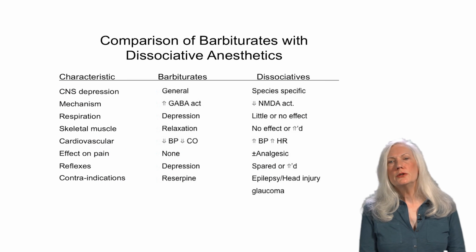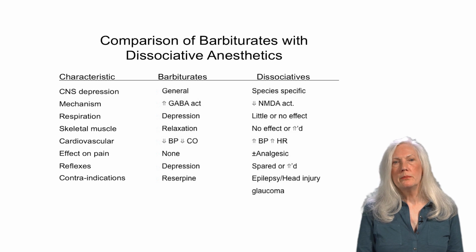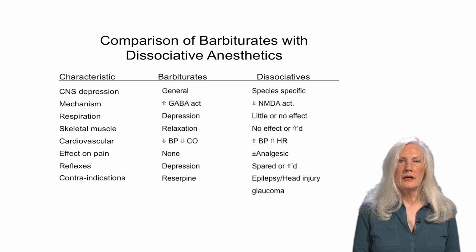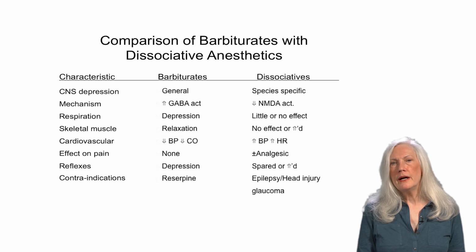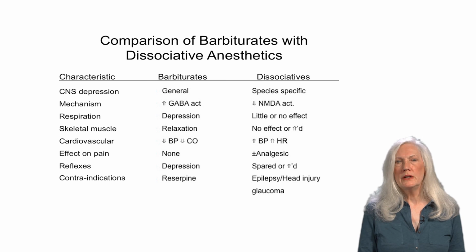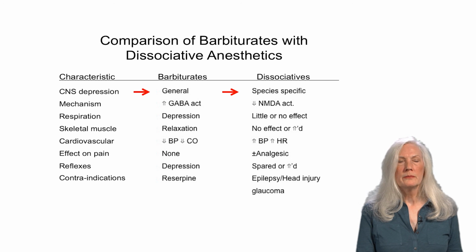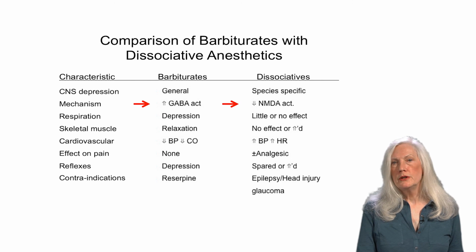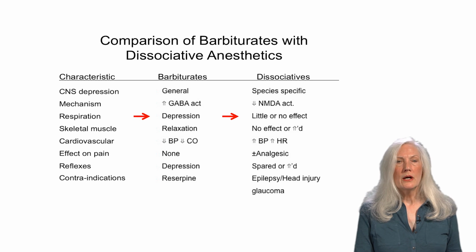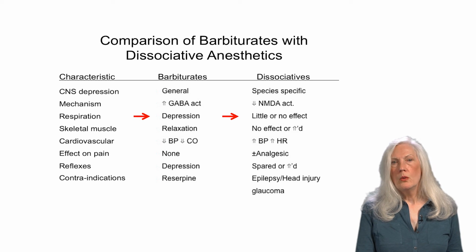At this point, you should be able to compare and contrast barbiturates to dissociative anesthetics. Barbiturates typify the effects produced by many of the injectable anesthetics, while ketamine is really atypical. Barbiturates are general CNS depressants, whereas ketamine is species-specific. Barbiturates enhance GABAergic activity. Dissociative anesthetics inhibit NMDA activity. Barbiturates are respiratory depressants, while ketamine has little or no effect on respiration.